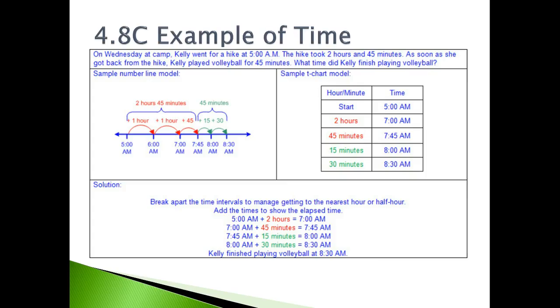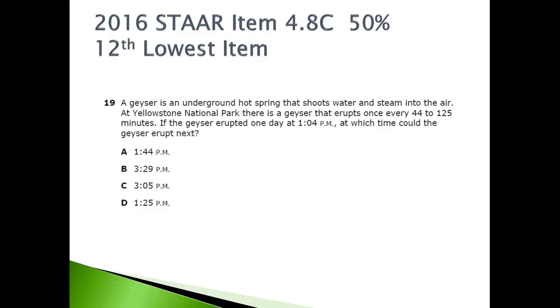So here we have examples of time. You can use a number line, you can use a table. These will be good tools as well as an elapsed time ruler. Now here's an item that was our 12th lowest scoring item on STAR in 2016.